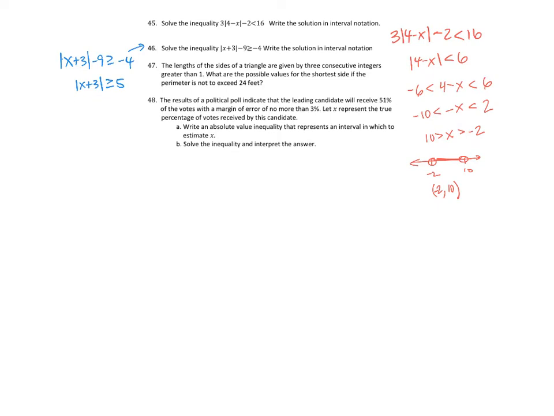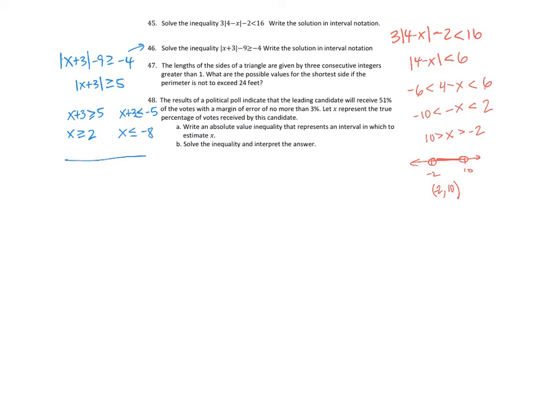So that either means that x plus 3 is greater than or equal to 5, or that x plus 3 is less than or equal to negative 5. Both of those have an equal to on there. And so if I subtract 3 from both sides, I get x is greater than or equal to 2, or x is less than or equal to negative 8 there.